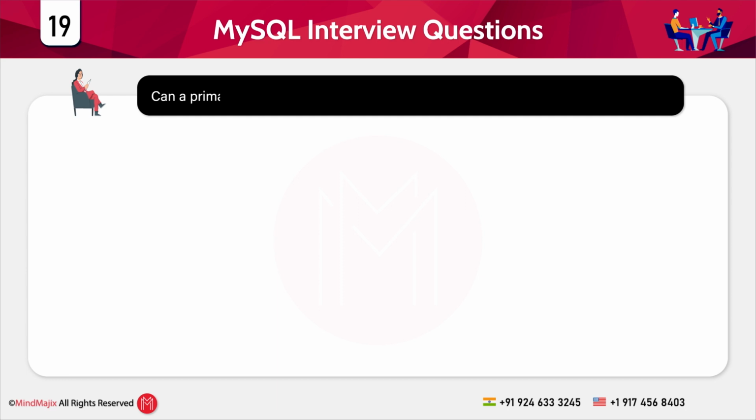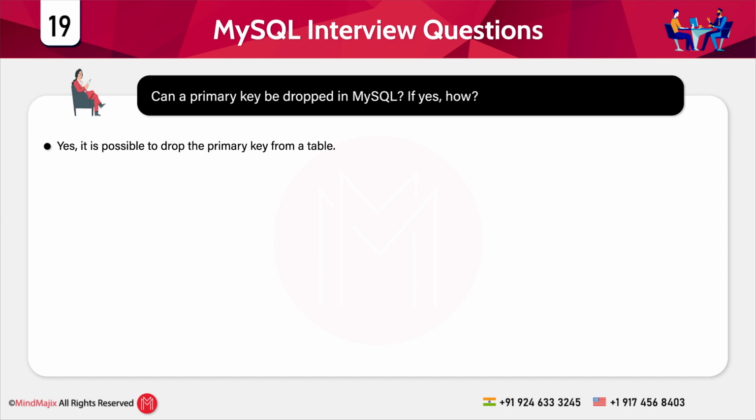The next question is, can a primary key be dropped in MySQL? If yes, how? Before answering this question, you must be aware of what a primary key is and other keys as well, such as foreign key, composite key, unique key, and so on. The answer to this question is yes, it is possible to drop the primary key from a table, and the command for that is very simple. As you can see on the screen, the alter command is used for this purpose. The command is alter table, then the table name, and then drop primary key.